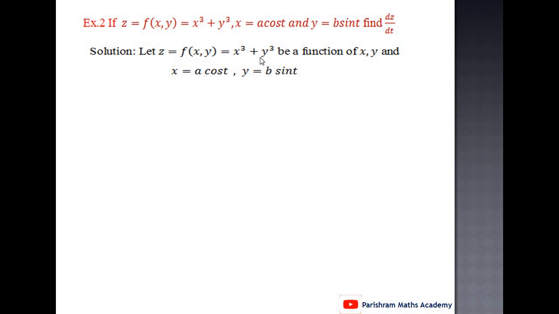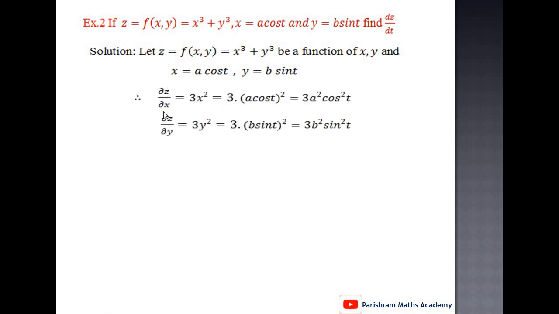Here z is a function of x and y. First we find the derivative of z with respect to x and with respect to y partially, and therefore ∂z/∂x equals the derivative of x³ which is 3x², plus the derivative of y³ which is 0, and therefore 3x² equals 3 into the value of x, a cos t, squared, that is 3a² cos² t.